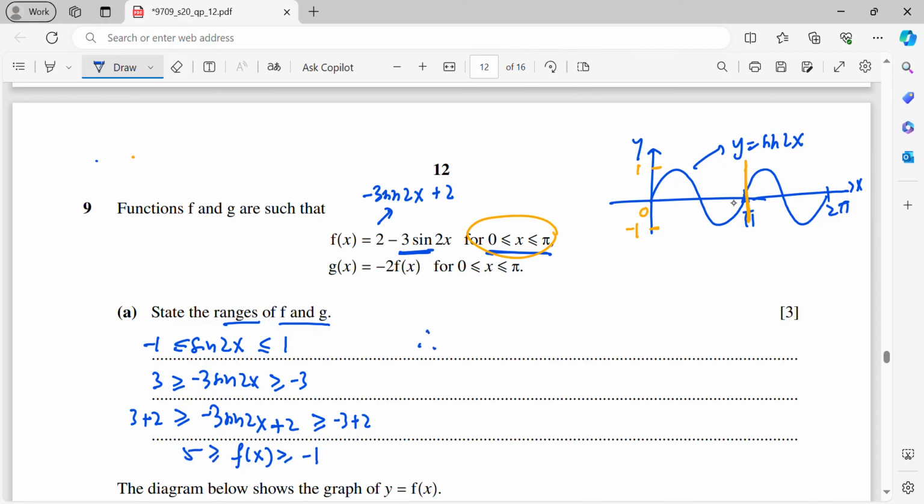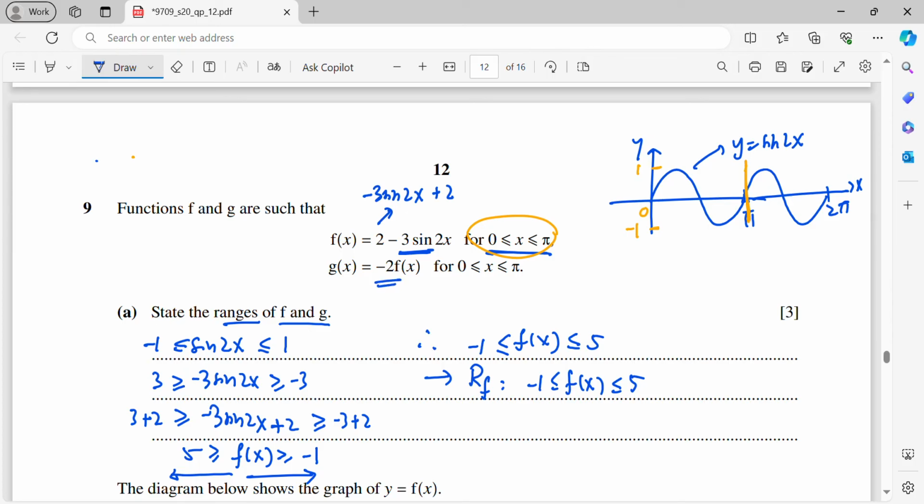So then from here, I can say that my fx, when you read it, is greater equals minus 1 and less equals 5. So from here, I know that my range of f is basically between minus 1 and 5 inclusive.